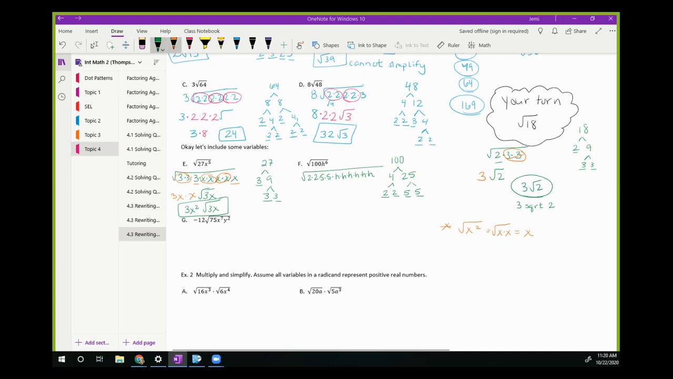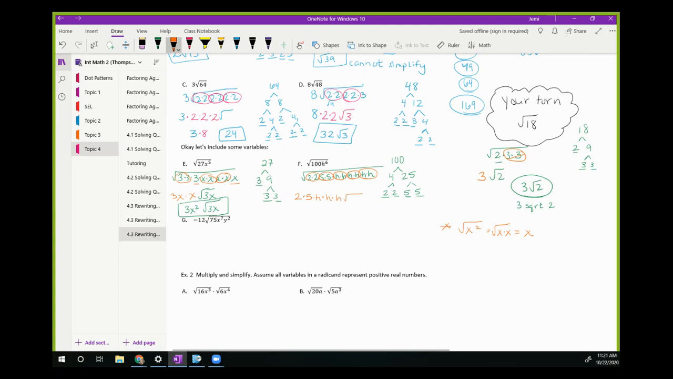All right, then I'm looking for pairs. So I've got a pair of 2s. The square root of 2 times 2 is 2. The square root of 5 times 5 is 5. That leaves me with no more numbers underneath the radical. I have a pair of h's, so the square root of h times h is h. Another pair. And another pair. That leaves me with absolutely nothing underneath the radical.